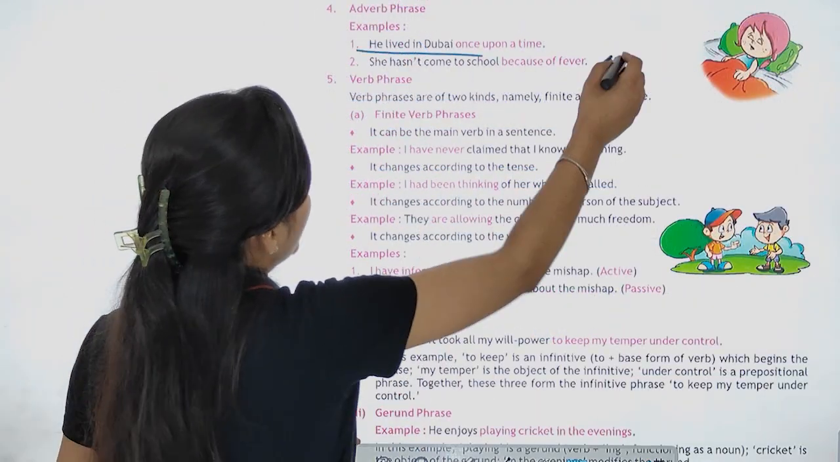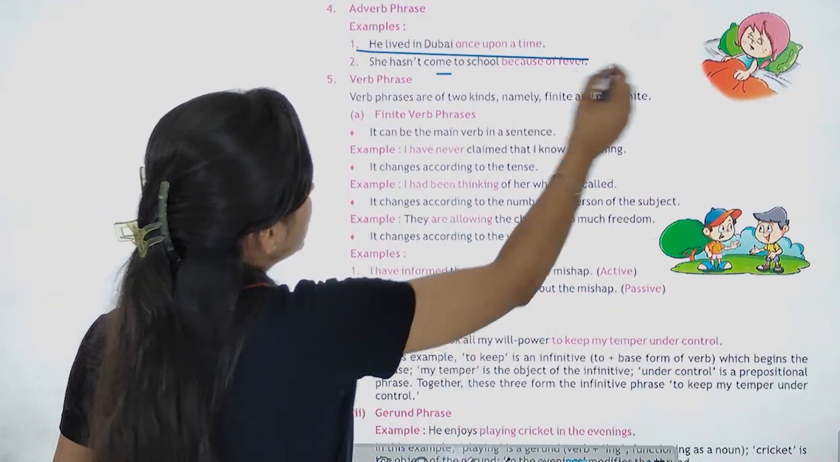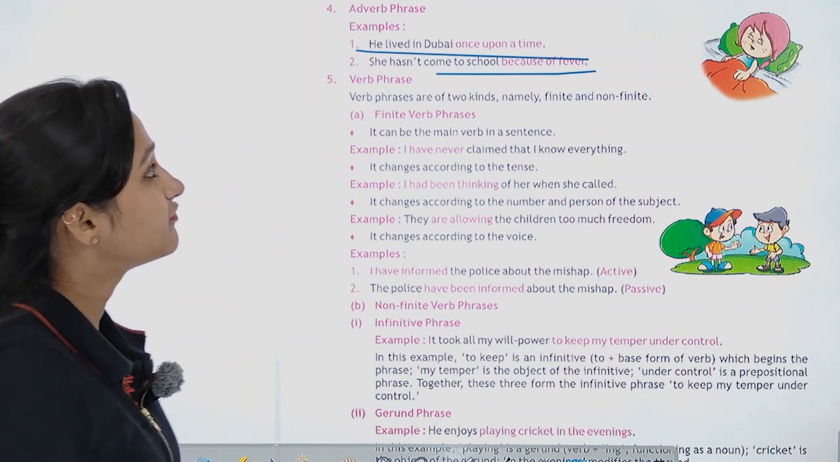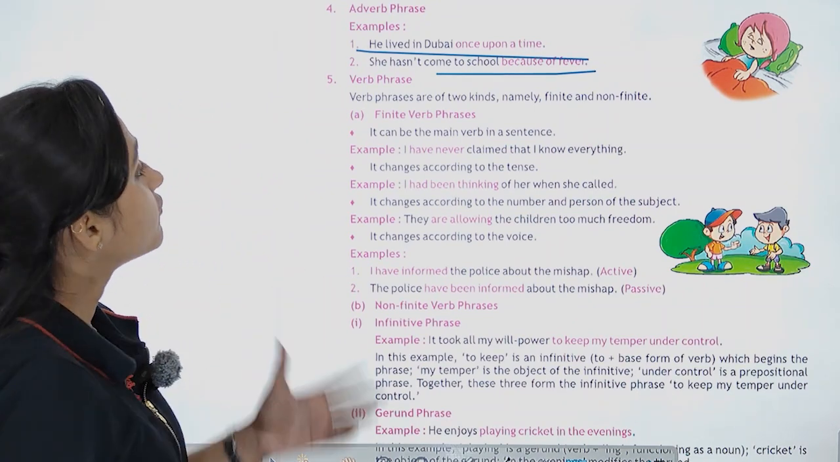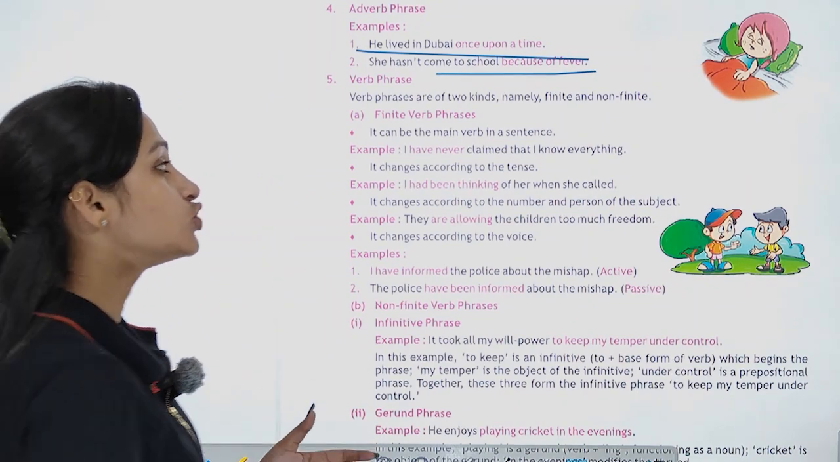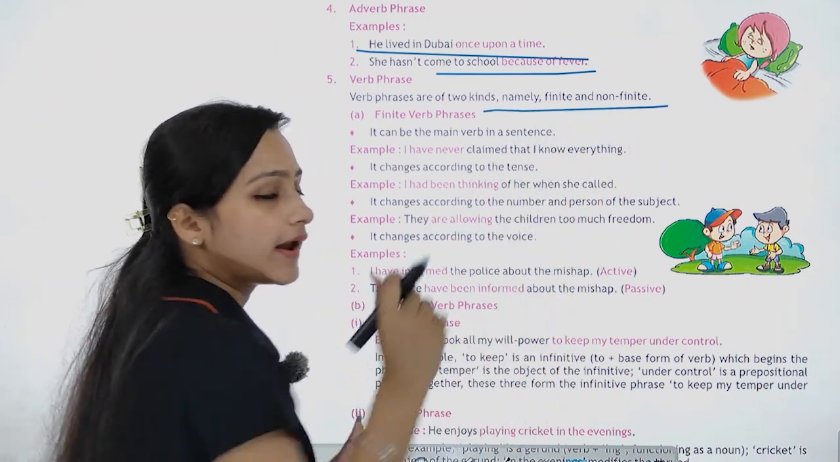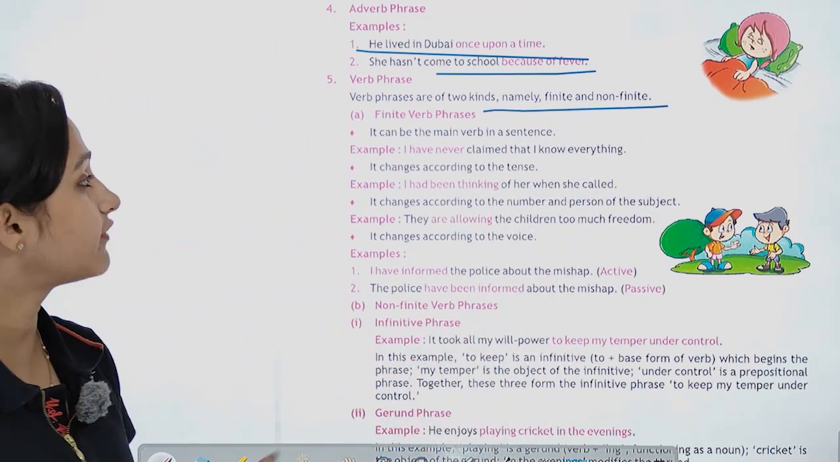Examples. He lived in Dubai once upon a time. She has not come to school because of fever. Adverb phrase है. Verb phrase क्या हो गया? Verb phrases are of two kinds, namely finite और non-finite. Yes, दो kinds होते हैं, finite और non-finite.